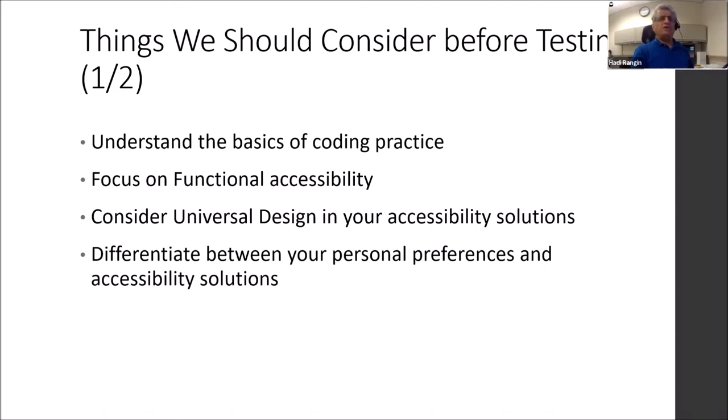Before you test, you need to understand the basics of coding practices. You need to know, for example, for a button, what features and what behavior you are looking for. And all of them are available through the ARIA best practices or HTML best practices that you can go and read and see how a button should behave and what features it should have. And again, when we are testing, we do not want to focus just on technical accessibility, we want to focus more on functional accessibility.